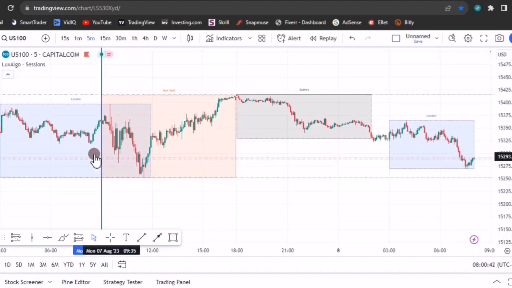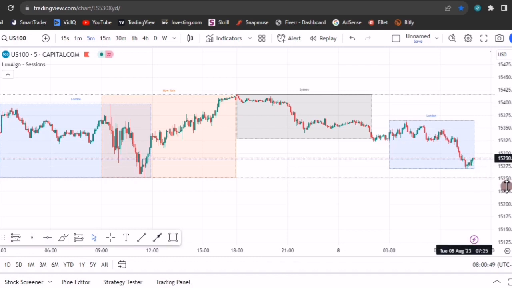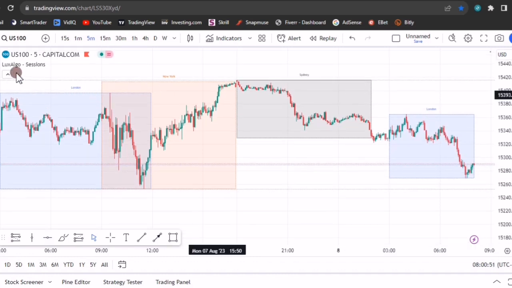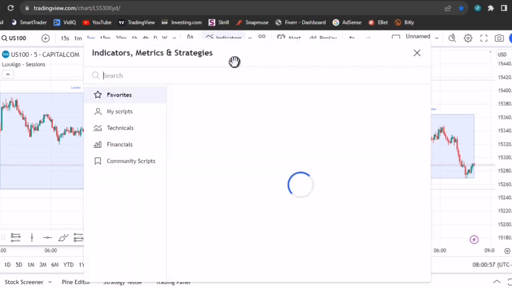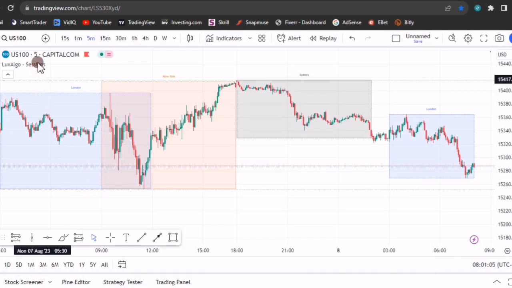Go ahead and backtest this strategy. Maybe for those who are using a computer and didn't see the first video, this indicator is found on TradingView. It's a free indicator. What you do is you come right here and search for sessions by Lux Algo. This is the indicator. So you just click there, and for the settings, let me show you.